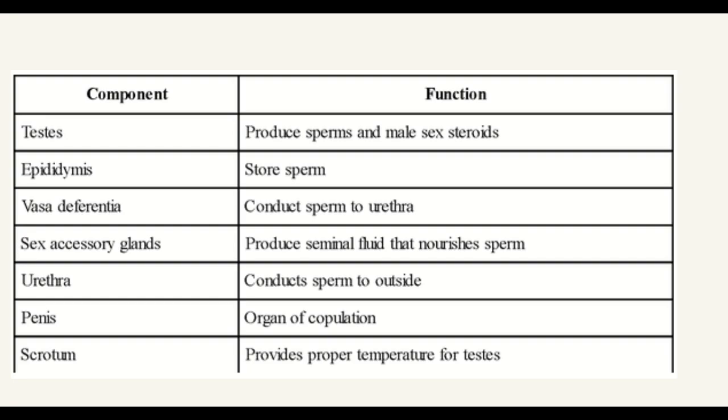So testes produce sperm, the epididymis stores sperm, the vas deferens transports or conducts the sperm to the urethra, and then you have the accessory glands, which are not necessarily on that diagram, that produce seminal fluid that nourishes the sperm. You have the urethra, which conducts the sperm to the outside, the penis, the organ of copulation, and the scrotum, which provides proper temperature for the testes. So it regulates the temperature.